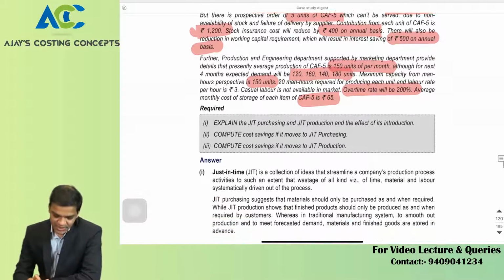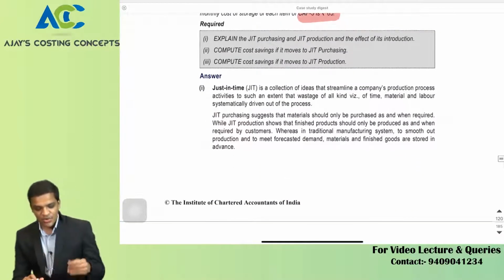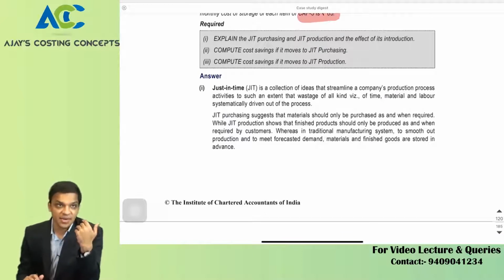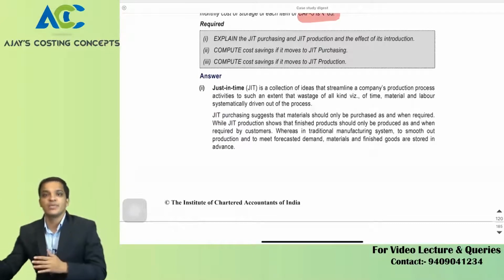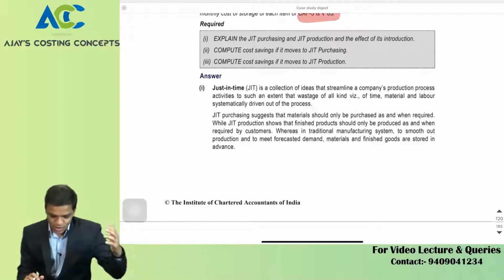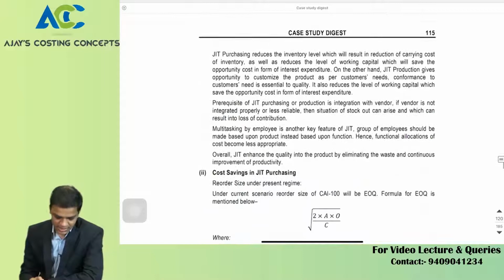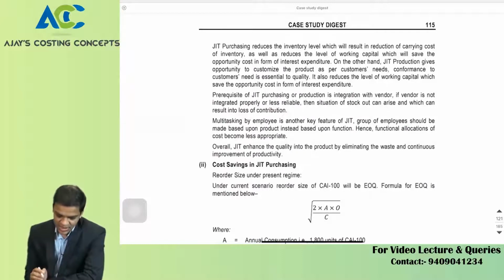Now explain just-in-time purchase and production with the effect of introduction. This is what we have already discussed, right? In question number 15, what is just-in-time purchase, what is just-in-time production, the conclusions or the objectives are the same, but one leads to purchase as and when required, and one leads to production as and when required, under this traditional system. The prerequisite for just-in-time purchase or production is integration with the vendor. So this is the whole explanation, right?